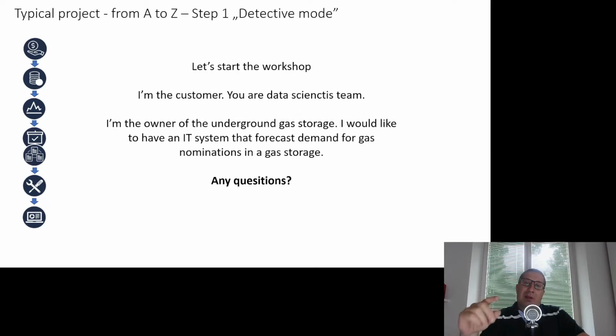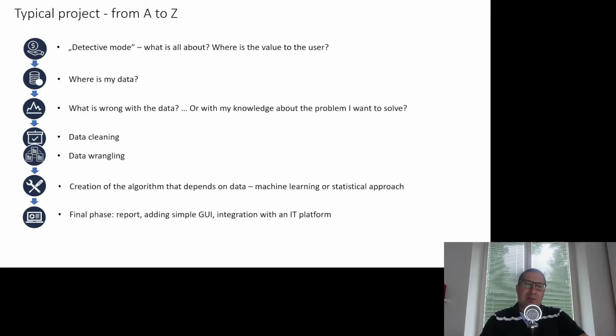So now I would like to discuss all those steps in detail, but please understand that this is the typical workflow. And of course, we can get back to previous steps from time to time. This is normal, it's not just a linear process. From time to time, you have to jump back to the previous step.